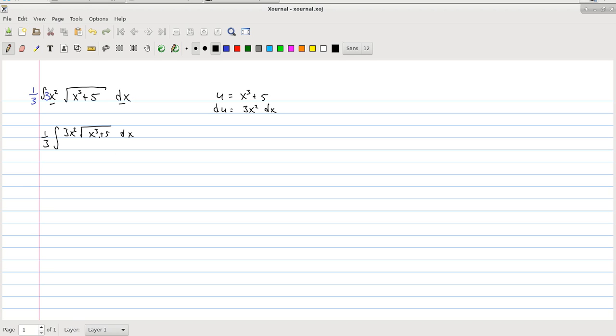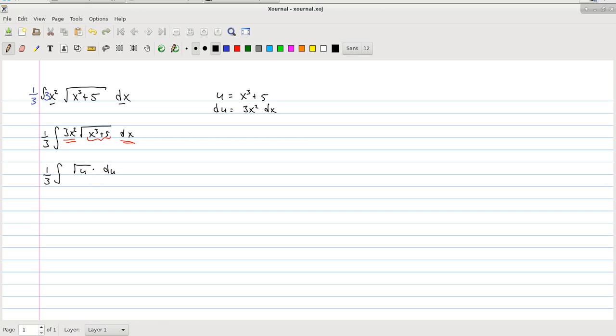So x cubed plus 5, this is what we chose for u. And then 3x squared dx is what we calculated to be du. So plugging these in, we have 1/3 the integral of this part right here, the part that's underlined, is du. The part inside the radical is u. So this gives us 1/3 the integral of square root u du.